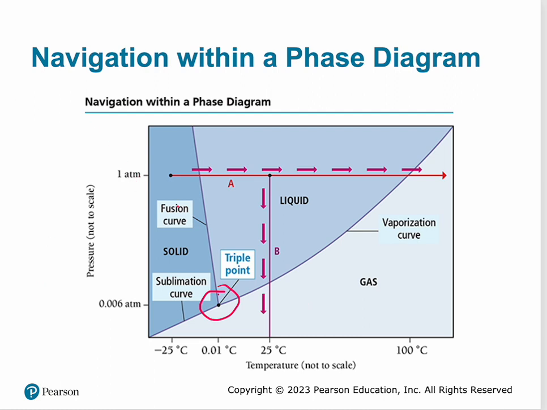What does the fusion curve mean? Again, the fusion curve means melting, so going from a solid to a liquid. What the sublimation here means is going from a solid directly to the gas. And the vaporization curve means going from a liquid to a gas. So all these things are described in this phase diagram.